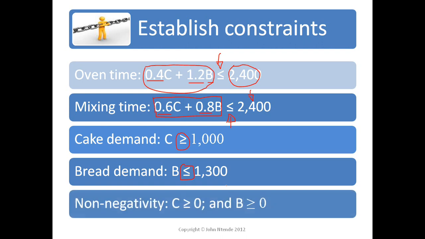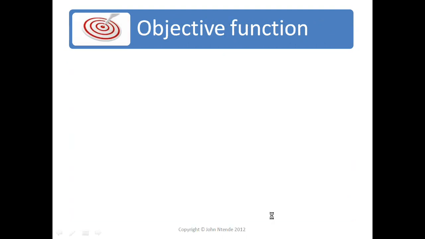Then there are what we call the non-negativity constraints. So C and B should both be greater than or equal to 0. You cannot have negative units of tangible products. So C should be greater than or equal to 0, and B should be greater than or equal to 0. So here we have the constraints: oven time, mixing time, cake demand, bread demand, and non-negativity. Okay, let's move on.